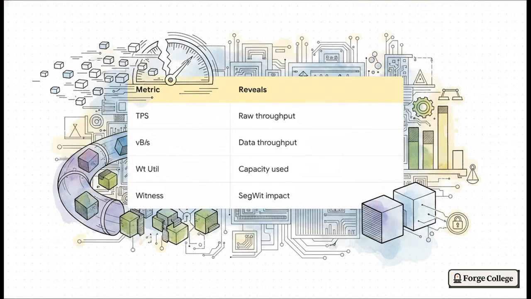You probably hear people throwing around TPS, transactions per second, all the time on social media. But honestly, if you only look at raw TPS, you are missing the massive capacity shifts delivered by SegWit. Why? Because TPS completely ignores the physical size of those transactions. That is exactly why we need VBS, or vbytes per second, to show us the effective data throughput. Then we've got block weight utilization, which tells us how fully miners are exploiting the available capacity. And finally, the witness share. This reveals the true impact of the SegWit discount, basically how much of the block is actually taking advantage of the upgrade. You really need all four of these metrics working together to get the complete picture.